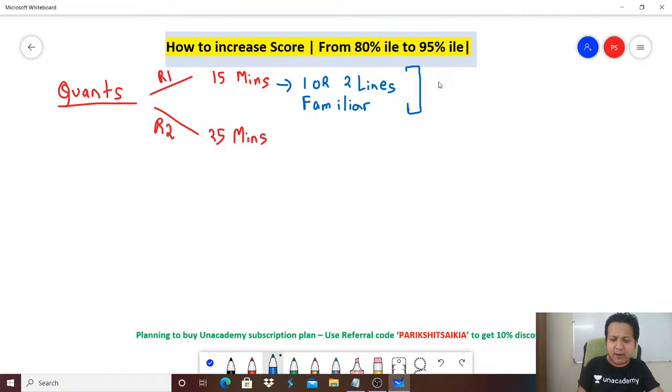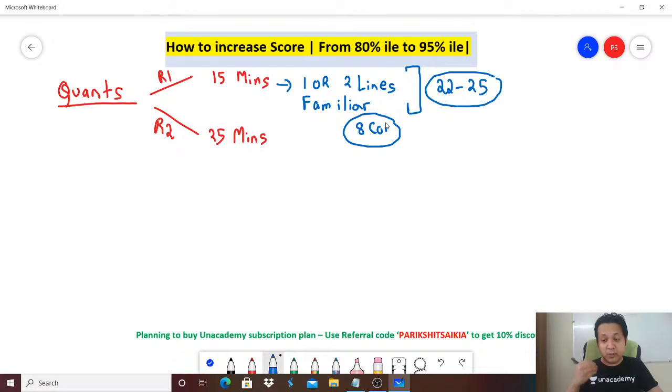Experts are presuming that anywhere between 22 to 25 questions you can expect in your quants. Out of these 25 questions, even if you are able to get around 7 to 8 correct in the first 15 minutes, it will be a very, very big boost to your morale. So in the first 15 minutes, just pick up those 1 or 2 line questions which you have already done, and the same question is repeating exactly the same. So this should be your criteria.